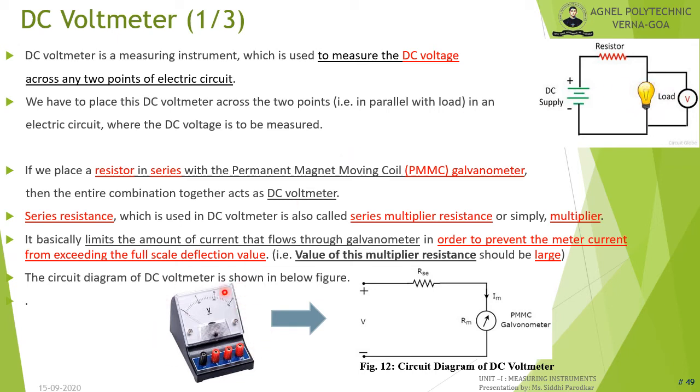Now this is a DC voltmeter. This DC voltmeter consists of a PMMC galvanometer connected with a series resistance. This series resistance is known as series multiplier resistance or simply multiplier. This is used to limit the amount of current that flows through the galvanometer in order to prevent the meter current from exceeding the full-scale deflection.